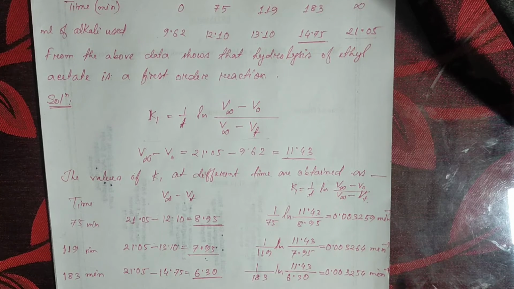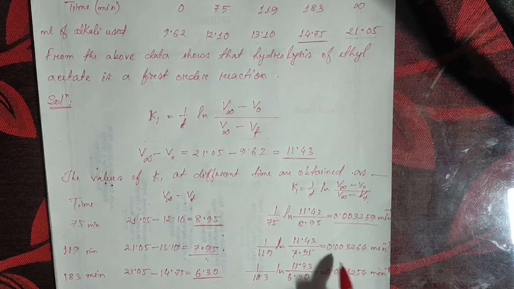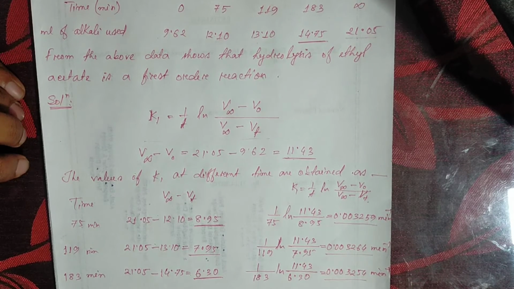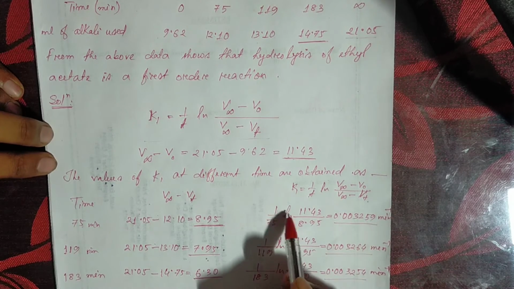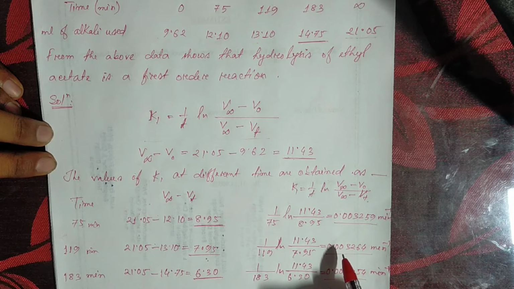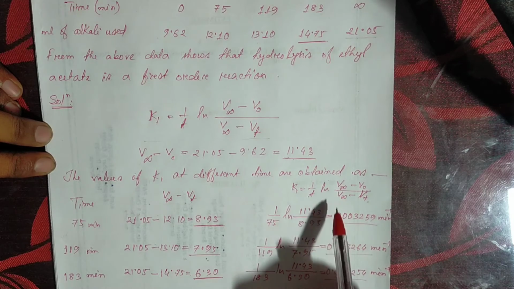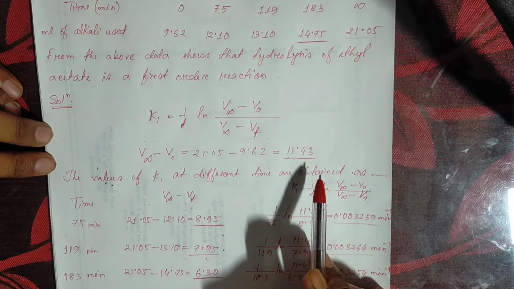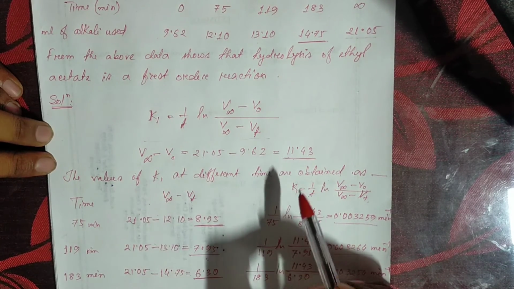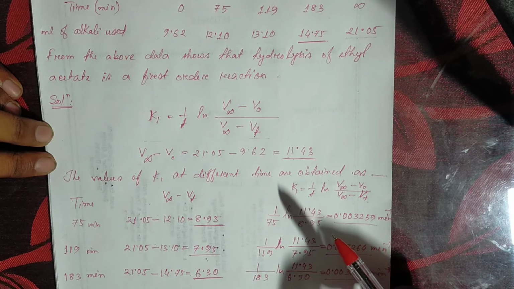As you can see, these values are almost the same as each other, so we can say that these are all the rate constant. From this value of the rate constant we can say that the hydrolysis of ethyl acetate is a first order reaction, as the data confirms that it is a first order reaction.